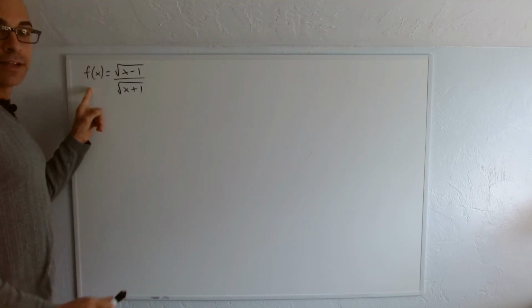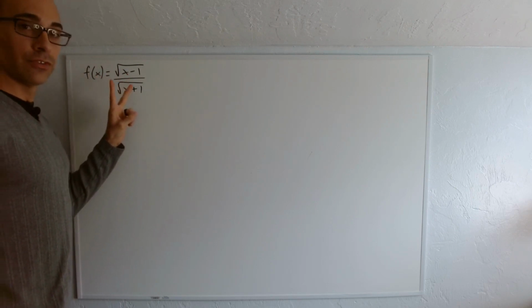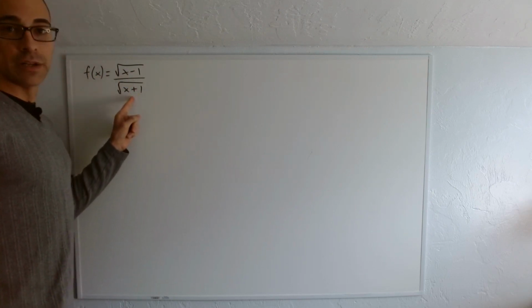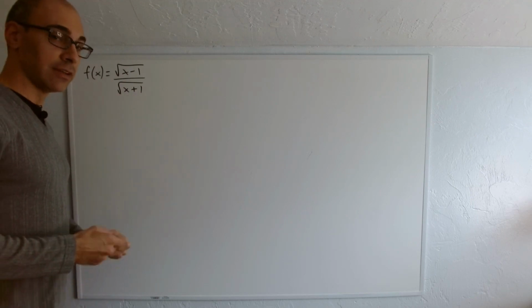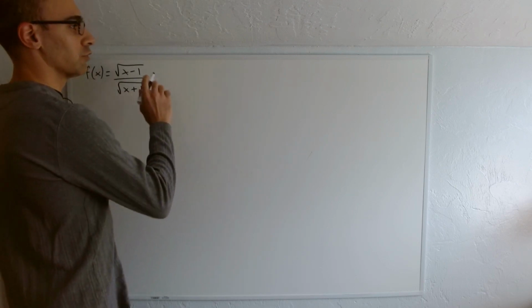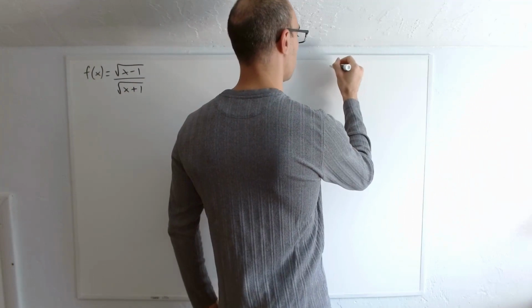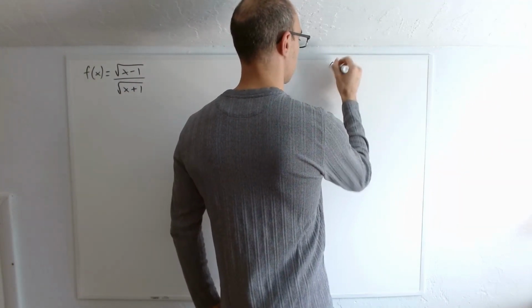So we have f of x, and it's a function with two square roots, one in the numerator, one in the denominator. This can look messy, but we're going to go ahead and do it. So this is going to be quotient rule. Let's write down a little note over here, just reminding ourselves how we deal with the quotient rule.